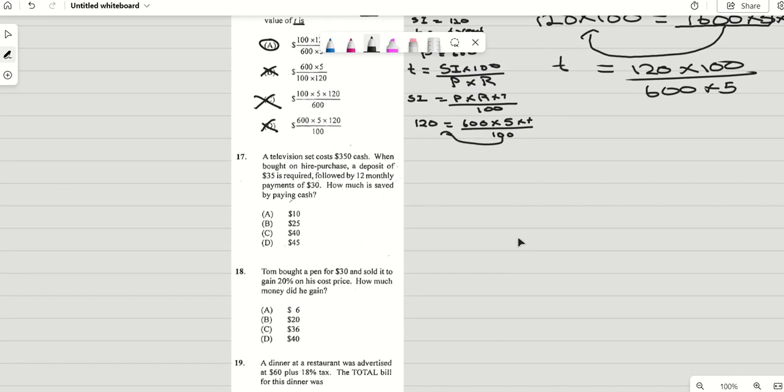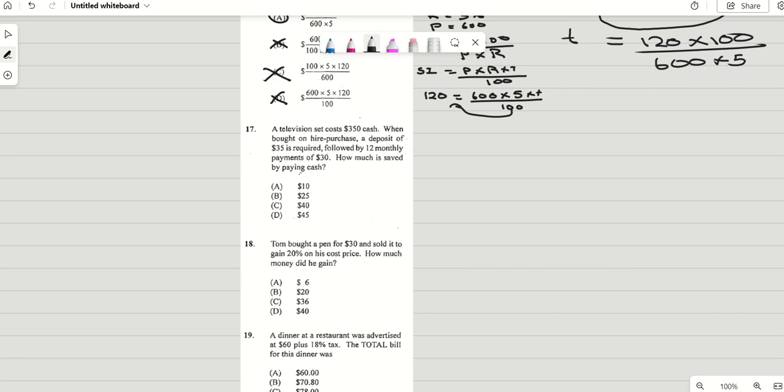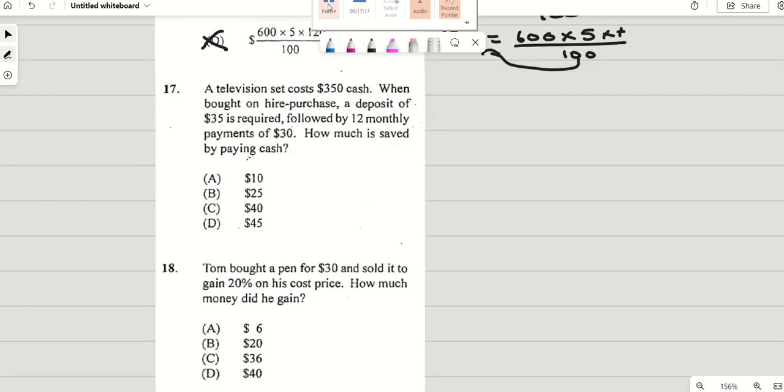All right, let's just do 17. Number 17 says, a television set costs $350 when bought on hire purchase. A deposit of $35 is required, followed by 12 monthly installments of $30.